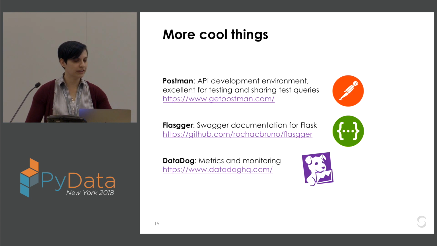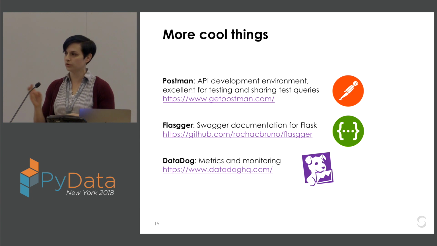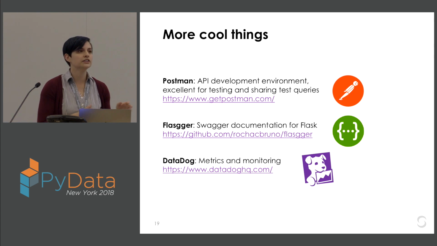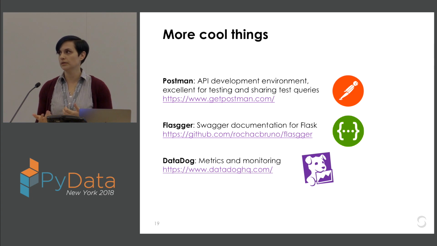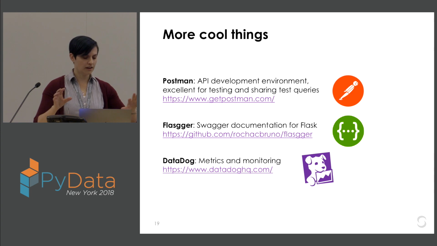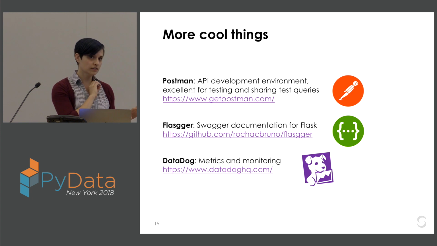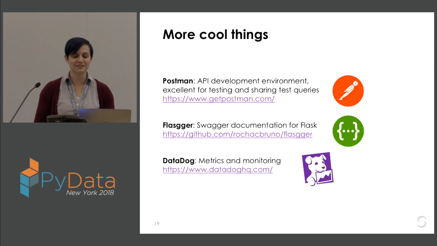Just a few last cool things. You should look up Postman. That's an API development environment, but it's really good for storing test queries and test cases and sharing them with your coworkers. Swagger is a very popular way to build documentation for APIs. And there's this repo called Flasker that you can use, a combination of Swagger for Flask. So it's really easy to get started with building Swagger docs in Flask.